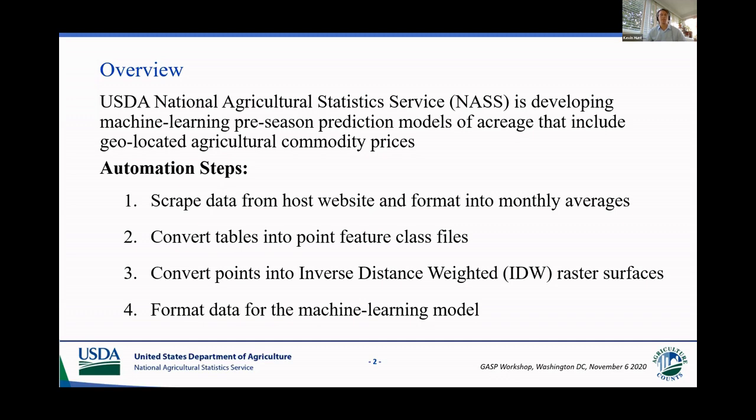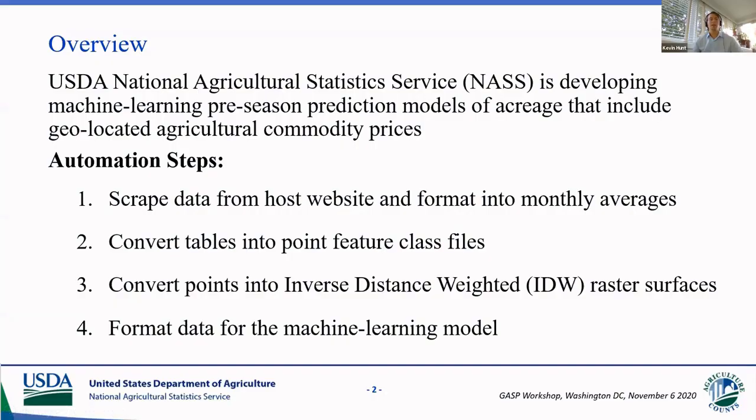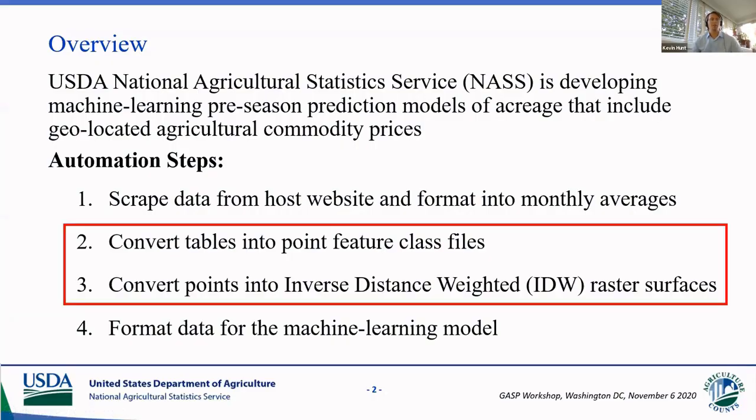First, you want to scrape the data from a host website and format it. For us, we're doing monthly averages. Then convert those tables into feature class files, point features. Then you want to convert those points into inverse distance weighted raster surfaces, and that is IDW surfaces is what we're calling it. And then the last step is the learning model. I'm going to focus on steps 2 and 3, because that's the actual Python library, ArcPy.